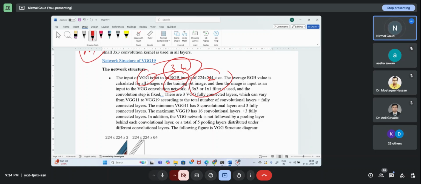Okay, fine. So now what is here? There are three fully connected layers, which can vary from VGG11 to VGG19 according to the total number of convolution layers plus fully connected layers. In VGG11, 8 convolution layers are there, 3 fully connected. VGG16, 13 convolution are there, 3 fully connected. VGG19, 16 convolution are there and 3 fully connected.